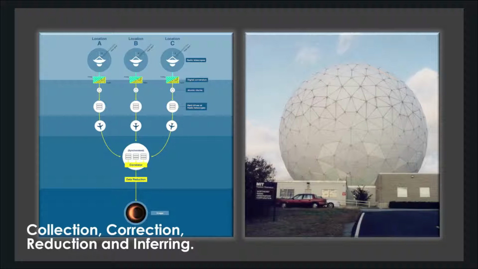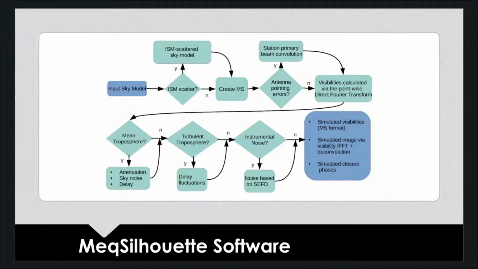At the MIT Haystack Observatory is where these softwares come into play. The data is then corrected and inferred by MEQSilhouette and EHT imaging. The reason that the data needs to be corrected is because it's not necessarily accurate as it's being recorded. Things like gravity, wind, instrumental noise, and other things can affect the recordings.